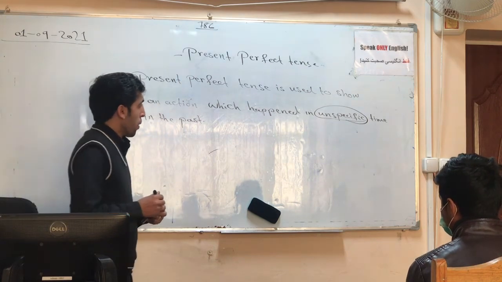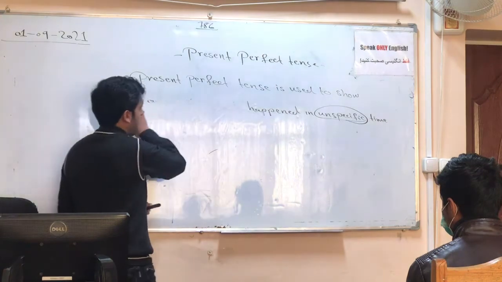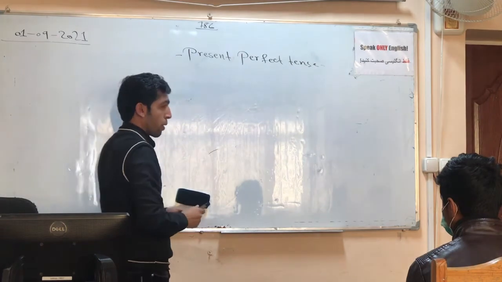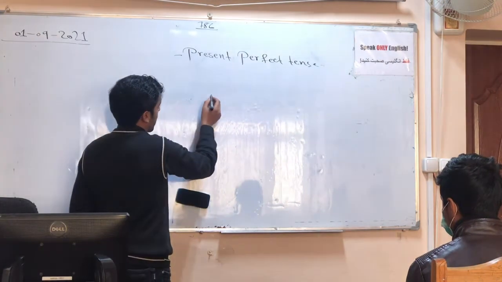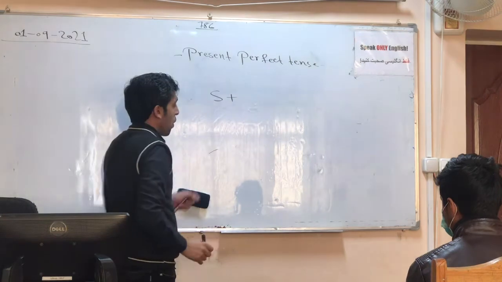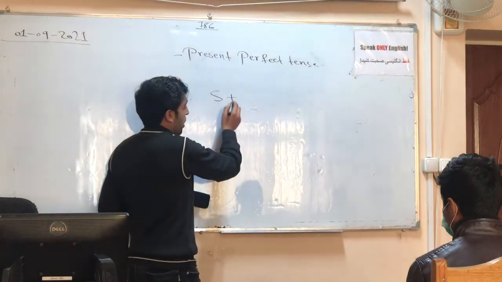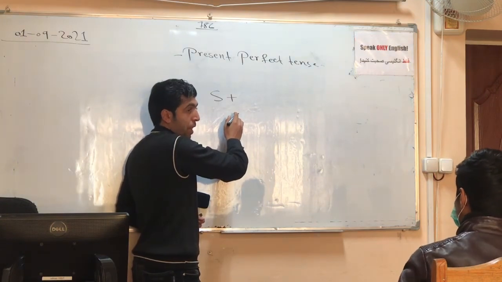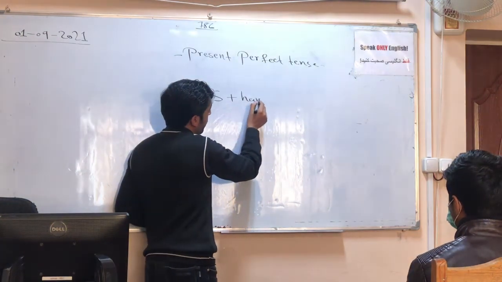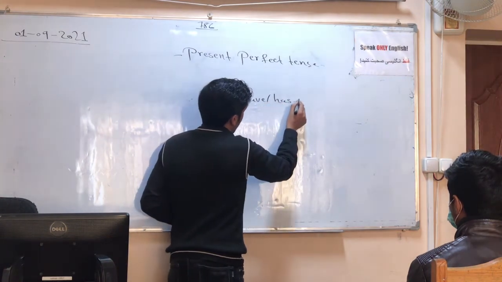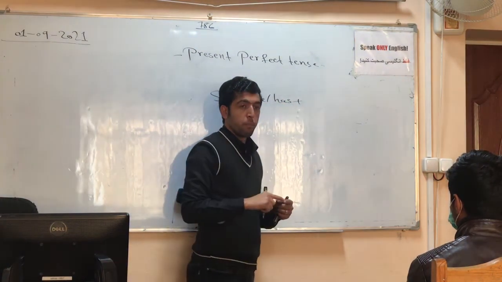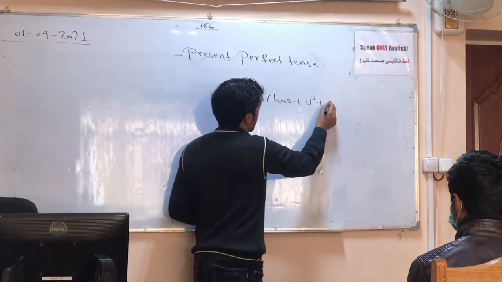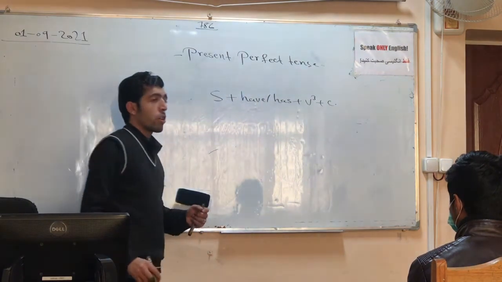So, how can we make a sentence in the present perfect tense? When you want to write a sentence according to the present perfect tense, we have to follow the following structure. Subject plus have. We say have and has as auxiliary verbs as well. Subject plus have or has, plus the third form of the verb, plus complement. So this is the structure of present perfect tense.